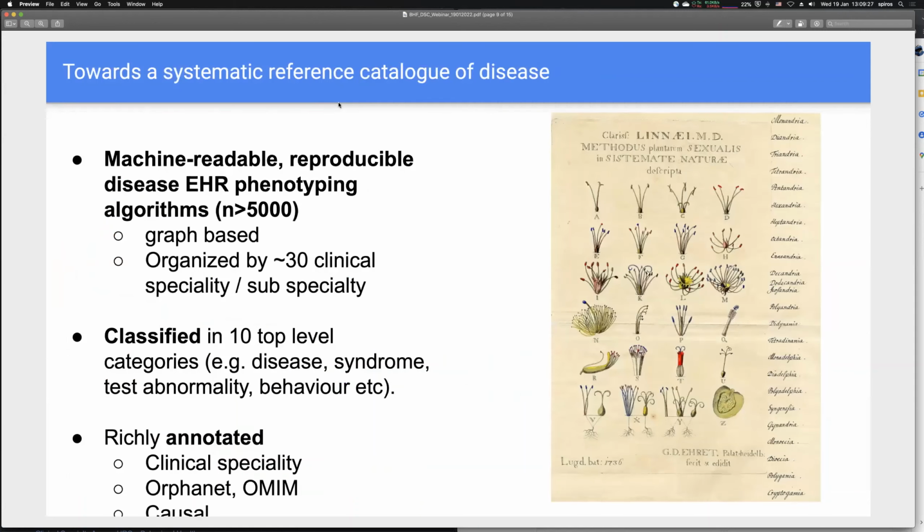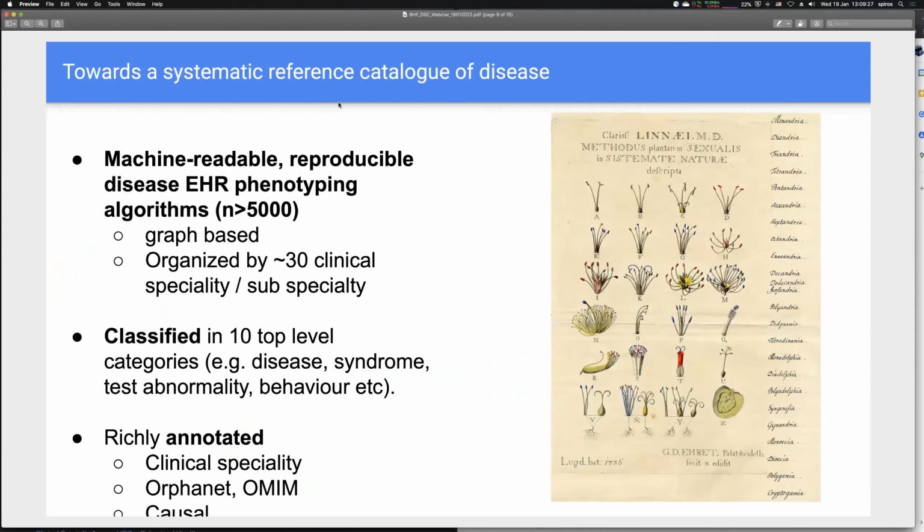This is essentially a really big graph structure where things can have only a single parent at the moment, and it's organized by clinical specialty. We have roughly 30 clinical specialties and subspecialties that we've extracted from the GMC and other sources to manually annotate and tag all of these.